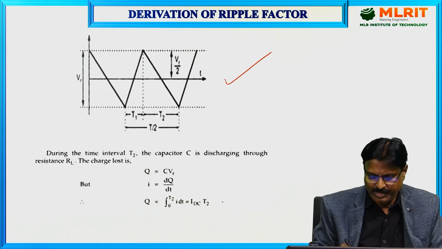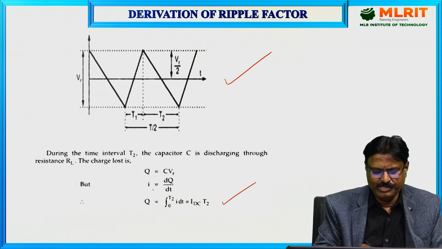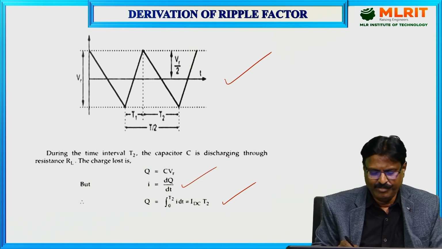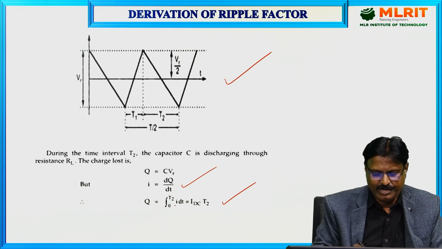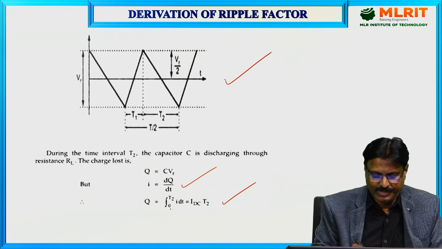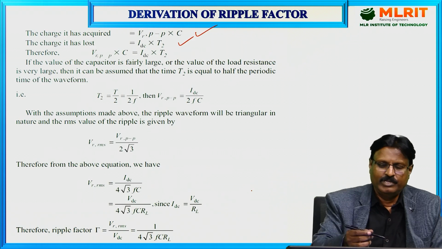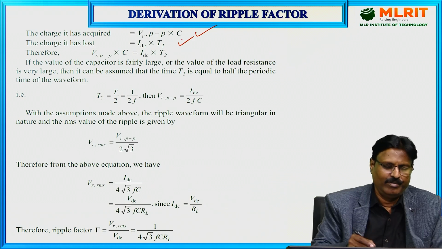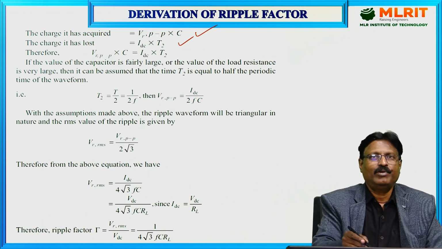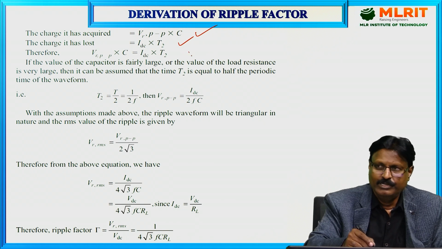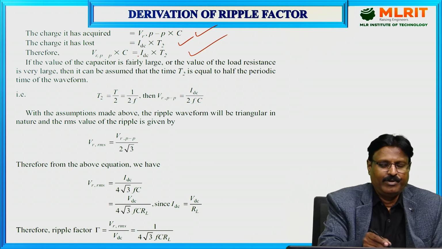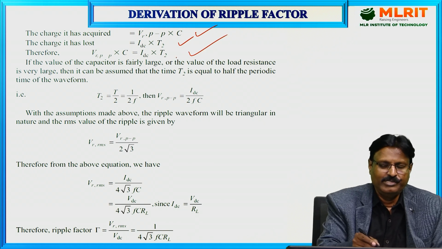How do we get this equation? As you can see, I is equal to dq by dt, and q is equal to the integral of I into dt, and here I am taking the discharging time, that's why the limits are 0 to T2. So we get IDC into T2. The same thing I wrote here, IDC into T2. So the charge acquired must be equal to the charge lost. That's why VR peak to peak into C is equal to IDC into T2.